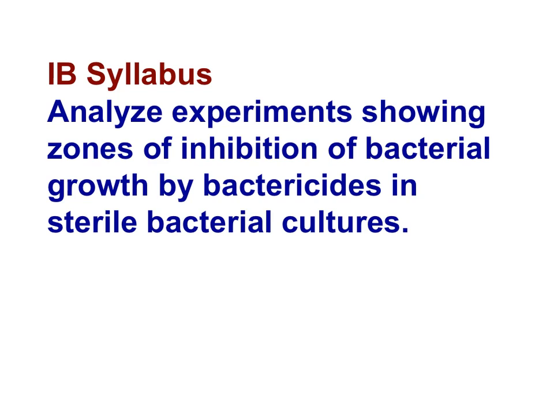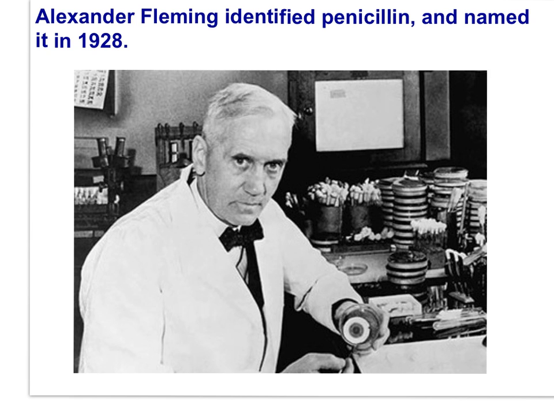And the last microbiological concept of this movie is defined by this IB syllabus statement. Analyze experiments showing zones of inhibition of bacterial growth by bactericides in sterile bacterial cultures. In the 1920s, Alexander Fleming accidentally discovered that the mold Penicillium produced an antibiotic substance that Fleming called penicillin. Penicillin is a bactericide. It kills bacteria by inhibiting bacterial cell wall formation.